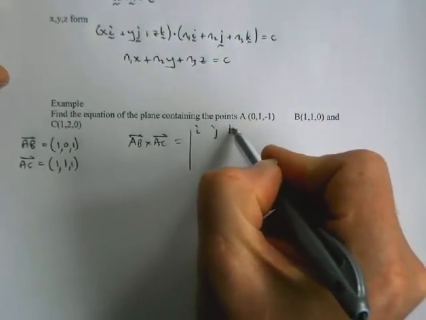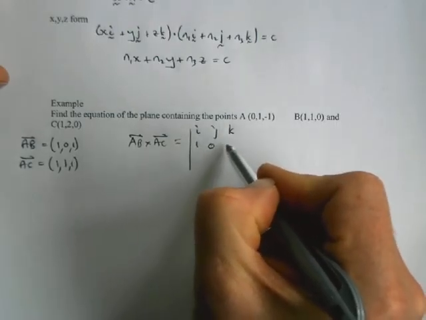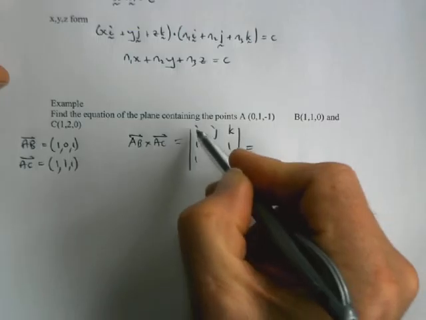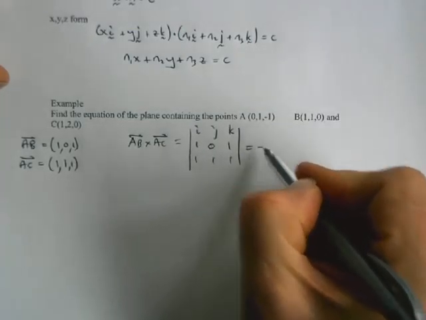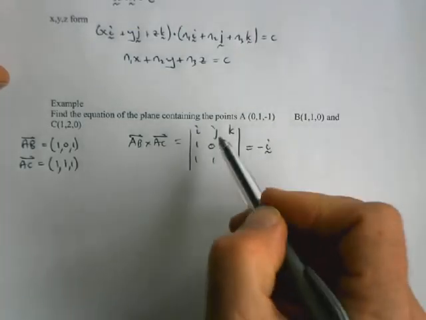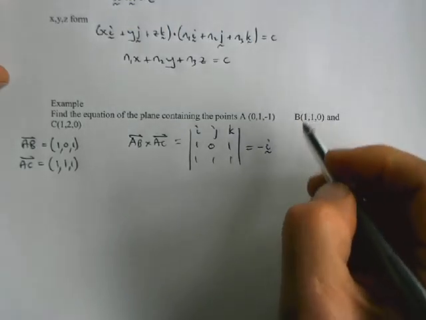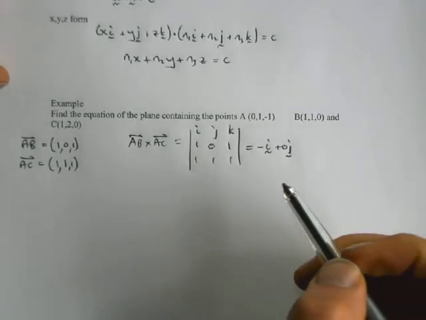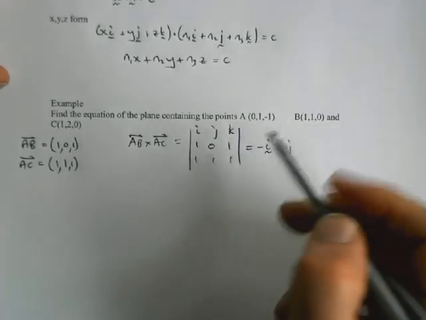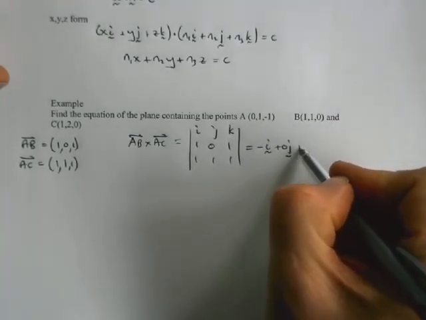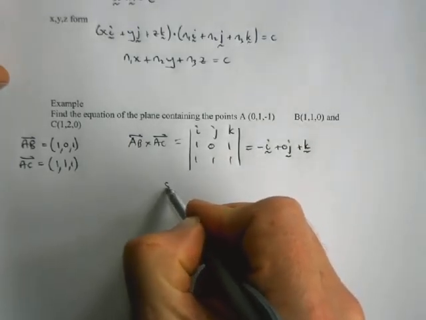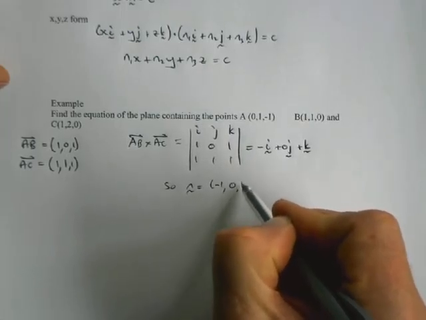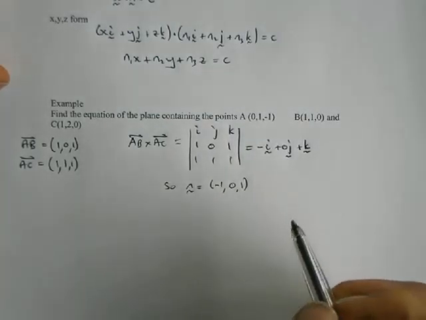So remember, we do the old IJK. AB is 1, 0, 1, AC is 1, 1, 1. So for the I one, we're going to have 0 minus 1 is negative 1 in the I direction. For the J one, we're going to have 1 minus 1 is 0, which will be minus, but makes no difference with 0. And K is going to be 1 minus 0 is 1. Okay, so our normal vector is going to be negative 1, 0, 1.